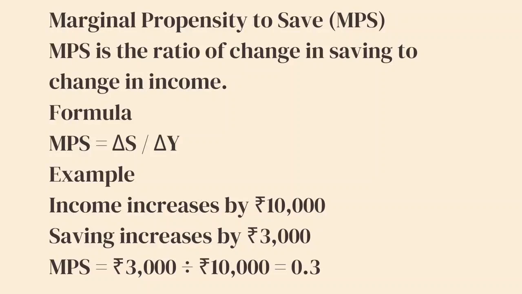Using the formula, MPS is equal to change in savings divided by change in income. So that is 3,000 divided by 10,000, which gives us 0.3. This means out of additional 1 rupee earned, 30 paisa is saved. Now remember the most important relationship in this topic. Whenever income increases, additional income is either consumed or saved. So therefore, MPC plus MPS is equal to 1. So if MPC is 0.8, MPS must be 0.2. If MPC is 0.6, MPS must be 0.4. So this relationship is frequently used in board exam numericals.